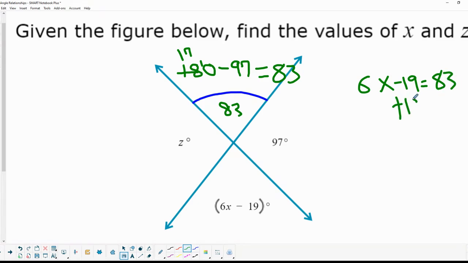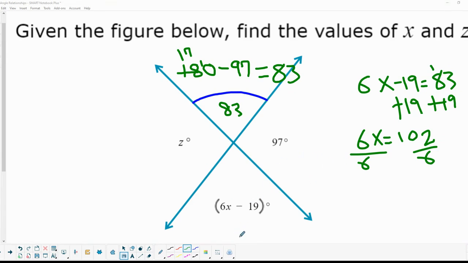So plus 19, and 6x equals 102. That's a little different, a little better number, right? So divide by 6, and I'm going to do 102 divided by 6, and I end up with x equals 17. So there's our two numbers. X is 17 and z is 97.